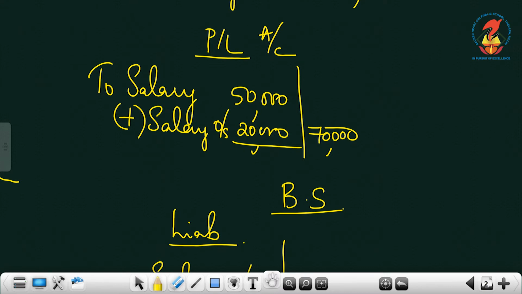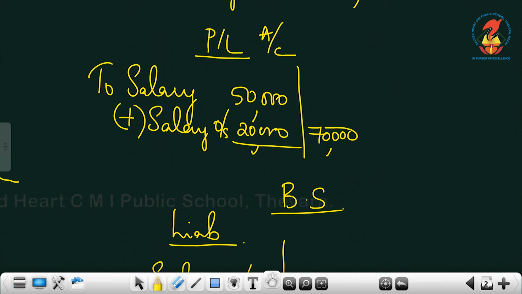So prepaid expenses, the basic nature you all know, it is an asset. Something you paid in advance, it's an asset. It's like for the next year, we paid this year itself. You had prepaid rent. It was actually next year's rent, but you paid this year itself. It's called prepaid rent. It's an asset.